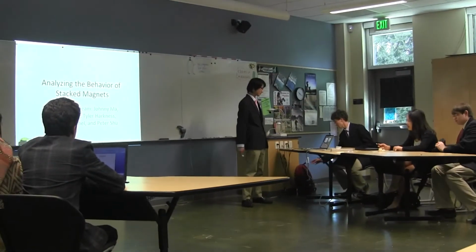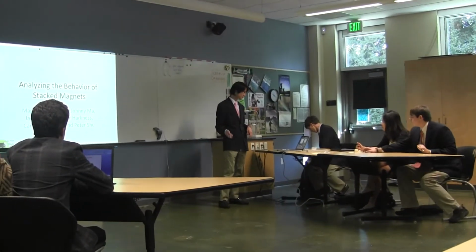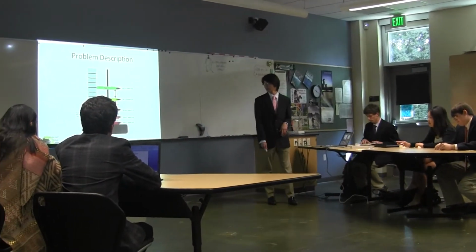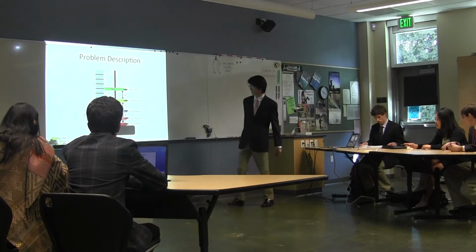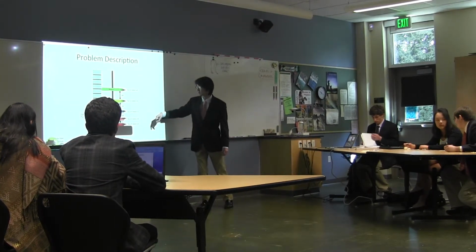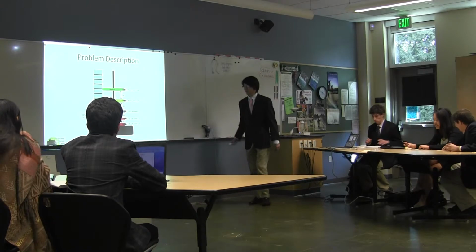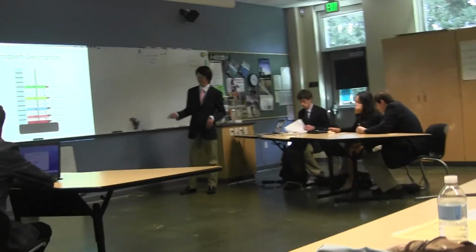The problem, and the statement of the problem, is to predict the distances between a floating stack of magnets for any number of magnets. I have a diagram here. The magnets are in alternating orientation, meaning this is north, south, south, north, and so on. And when they're stacked upon each other, they float in equilibrium.